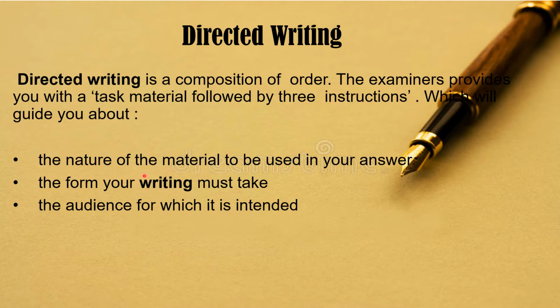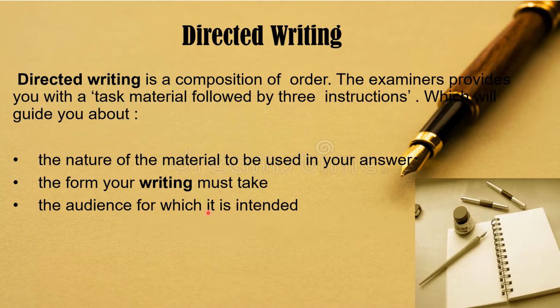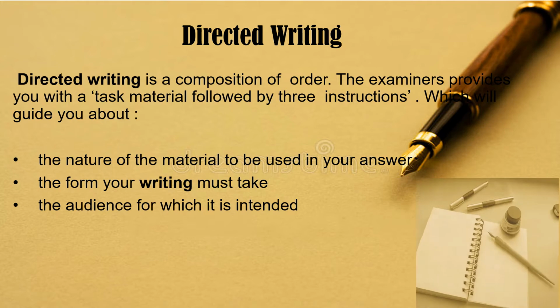So please be very sure about the format you are writing in, the form you are writing must take, and the audience for which it is intended. You will know clearly to whom you are writing, and according to your audience you are supposed to provide the material. You are supposed to set your tone. I'm sure that you are now clear about directed writing. Directed writing is the first section of paper 1 for Cambridge, which is the writing paper, and there are 30 marks for this part of the paper.